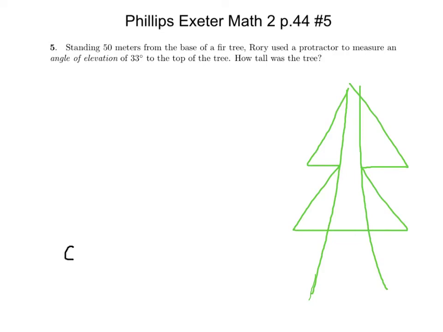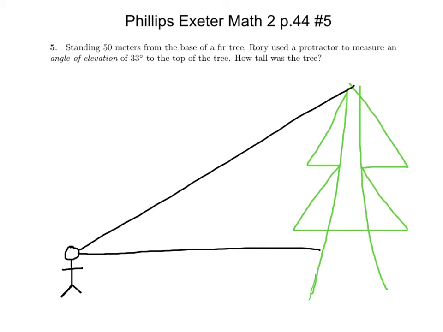here. Now, I was talking about the angle of elevation. There's a slight issue in this problem. I'll talk about it in a second. But your angle of elevation goes from straight ahead, so the horizon line there, to the top of the tree. It's going to create this right triangle right here. That's 33 degrees. And he's standing 50 meters from the base of the tree.